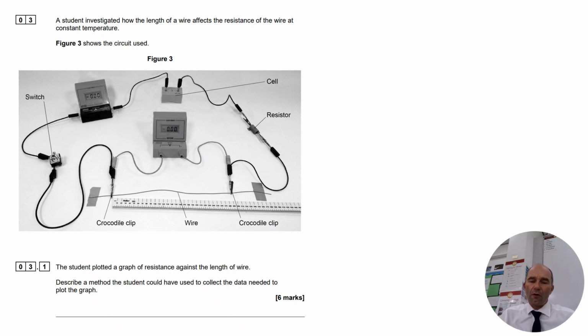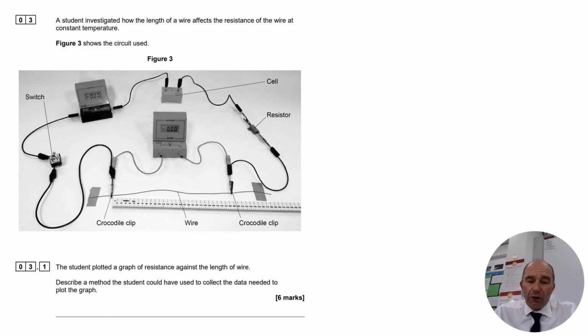Now, obviously, to get a level 3 answer, you need to come up with a method which would produce valid results. You've got to identify all the key steps, and it needs to be in the right order. Now, first thing, I would start off with measure the length of the wire between the crocodile clips using the ruler. I'd generally start off at 10 centimeters of length. Then you need to be talking about how, once you've taken your readings, you would then move to 20 centimeters in length, 30, 40, 50, 60, 70, 80. I'd go all the way up to 100 centimeters.